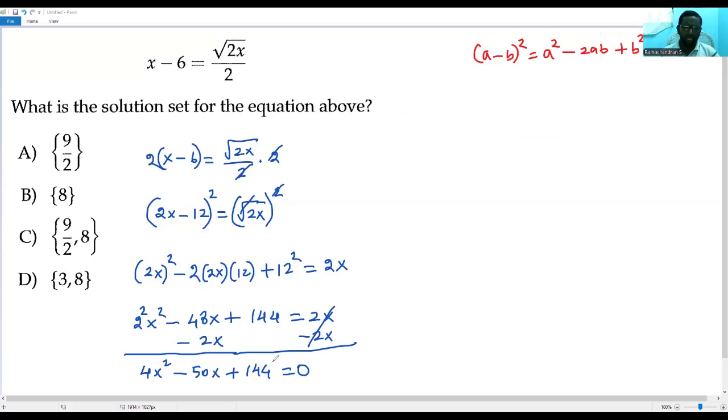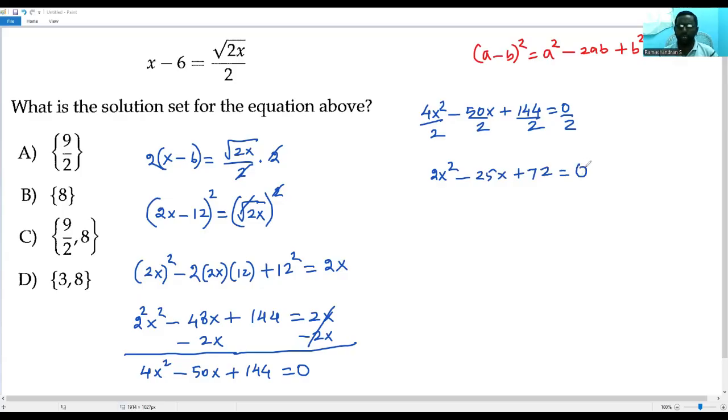Okay, now let me take the same quadratic equation: 4x² − 50x + 144 = 0. When I look at the coefficient of x², the coefficient of x, and the constant term, everything is a multiple of 2. So I'm going to divide each term of this quadratic equation by 2 to make the numbers smaller. When the numbers become smaller, it will be easier for us to solve the equation. When I do so, 4 divided by 2 is 2x². 50 divided by 2 is 25, that is 25x. 144 divided by 2 is 72. On the right side, 0 divided by 2 is just 0.